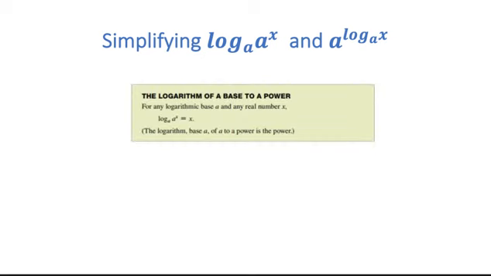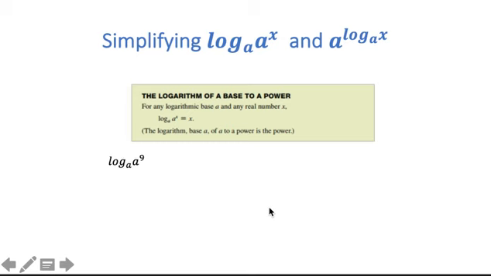Okay, the last thing I want to do is 2 more properties that help us to simplify log expressions. So the first one is the logarithm of a base to a power. So it says if you have log base a of a to the x, that is going to be equal to x. That should make sense. The bases are the same here. We have a base for the logarithm and a base of the exponential part. They're the same. So it makes sense that the exponent's going to be equal to x.